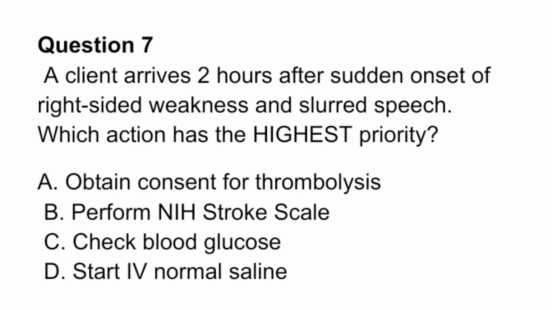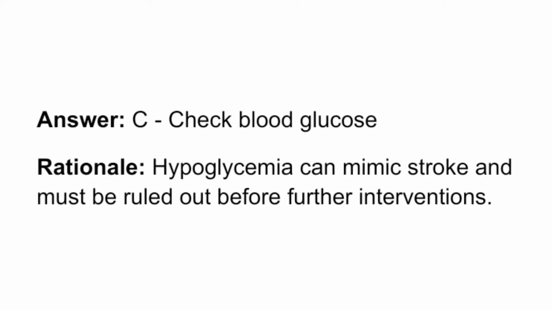Question 7. A client arrives 2 hours after sudden onset of right-sided weakness and slurred speech. Which action has the highest priority? A. Obtain consent for thrombolysis. B. Perform NIH stroke scale. C. Check blood glucose. D. Start IV normal saline. Answer: C. Check blood glucose. Rationale: Hypoglycemia can mimic stroke and must be ruled out before further interventions.